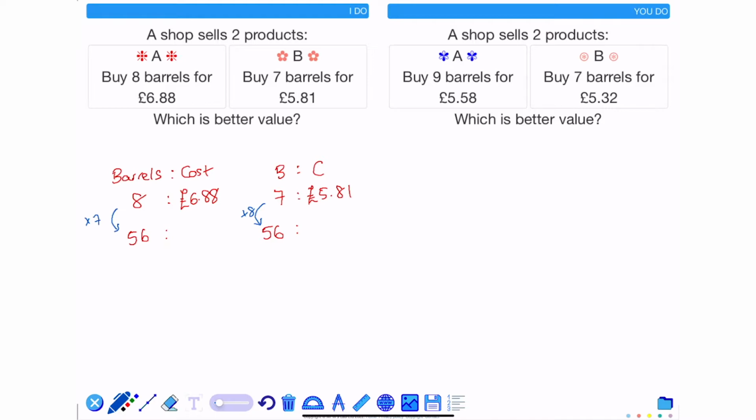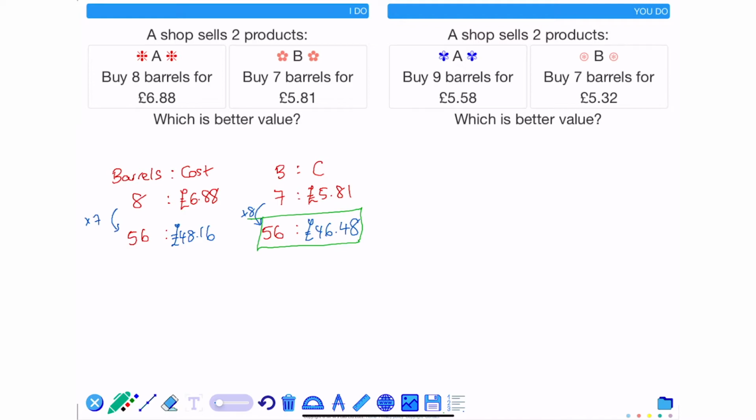Buying 56 barrels from shop A would cost a total of £48.16. Buying 56 barrels from shop B would cost a total of £46.48. Now, because 56 barrels cost less at shop B, this offers the best value. So with this technique, all I needed was a comparative value, the same number of barrels from each shop, as a way of comparing which one had the best value.